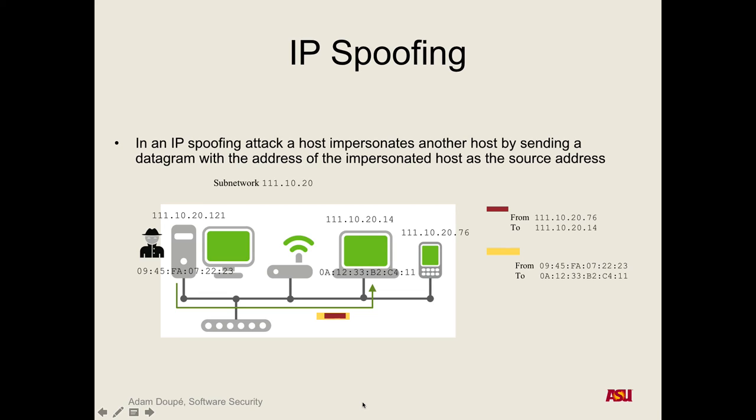Nothing in the network stops us from creating this packet. Right? The switch just looks at the from and to MAC addresses and puts it out on the right port, sends it to that machine. This machine looks at it. There's nothing in there that says, hey, this is actually from 111.10.20.76. So it just sees this packet and it responds.